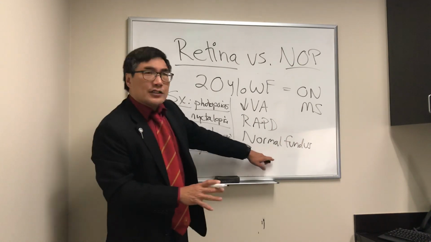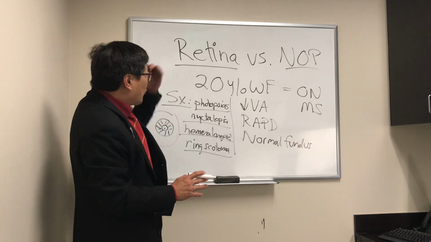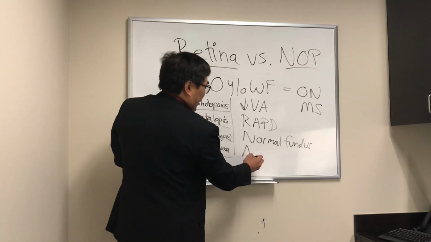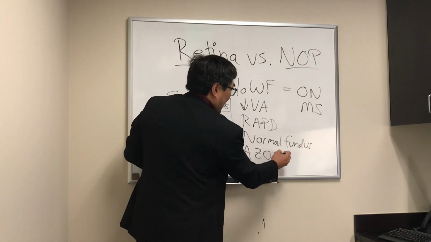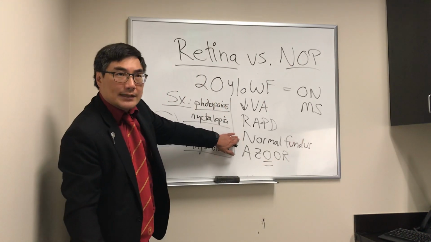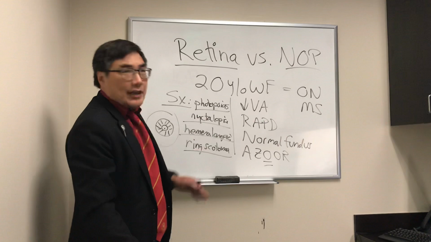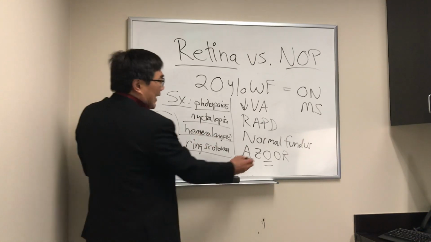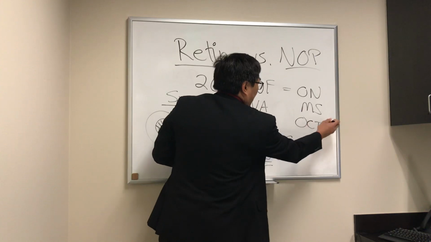And then finally, the fundus is normal because some retinal problems are occult. And the prototype is an acute zonal occult outer retinopathy. It's called occult because the fundus is normal. We don't see anything. New innovations have occurred that allow us to see the retina at the micron level, however, and that is called OCT.